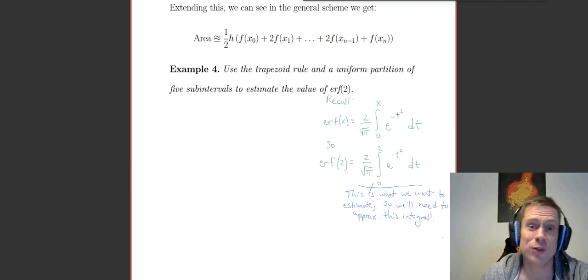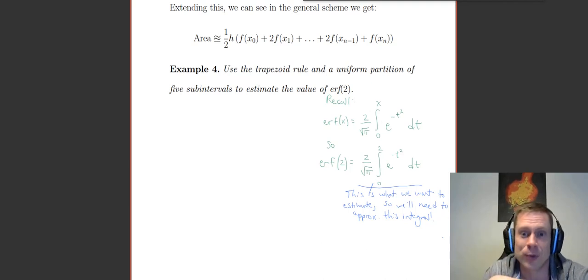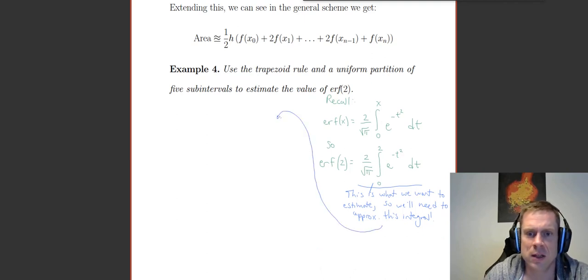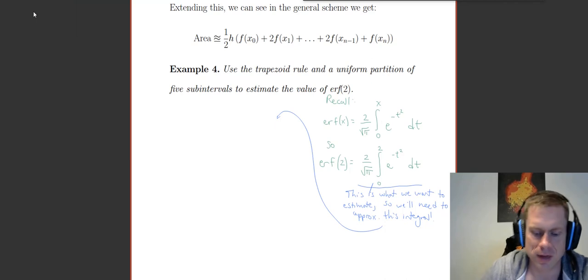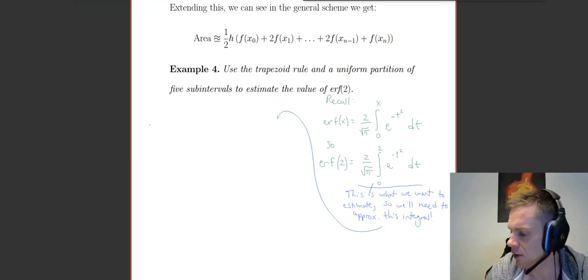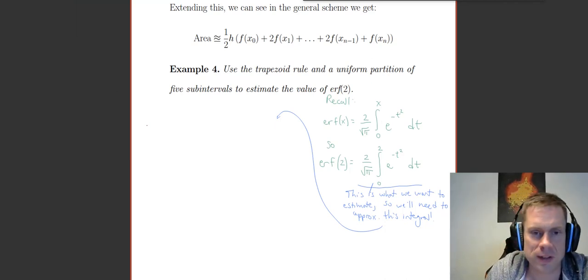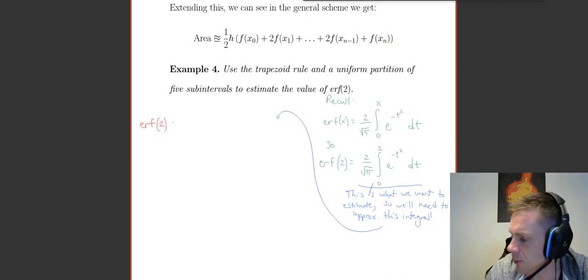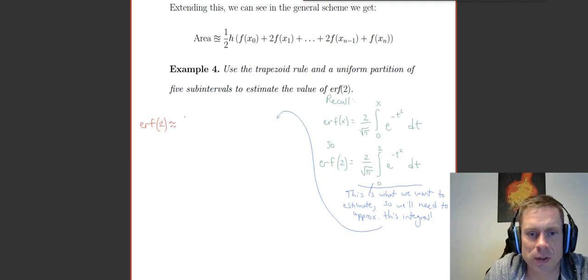And we're going to do so using our brand new tool, our trapezoid rule. So I'm going to take this, I'm going to move to the top on the side, and we're going to see about that. Okay, so let's change to red, because I like doing math in red for some reason. I don't really know why that started, but it just is the way it is. So let's see here. The error function of 2 is going to be approximately equal to, and then we're going to use trapezoid rule here.